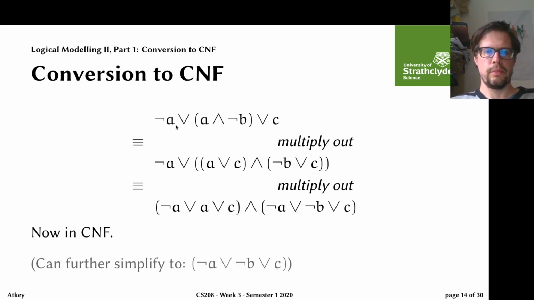So here's the formula we ended up with last time. And then we multiply out by pushing all the ors under the ands, and now we get a formula in CNF. And now it's possible to do a bit more tidying up because we've got this clause here which is always going to be satisfied because it's got not A or A in it. So we can just remove this clause, and then finally we can see that the formula is equivalent to this one.